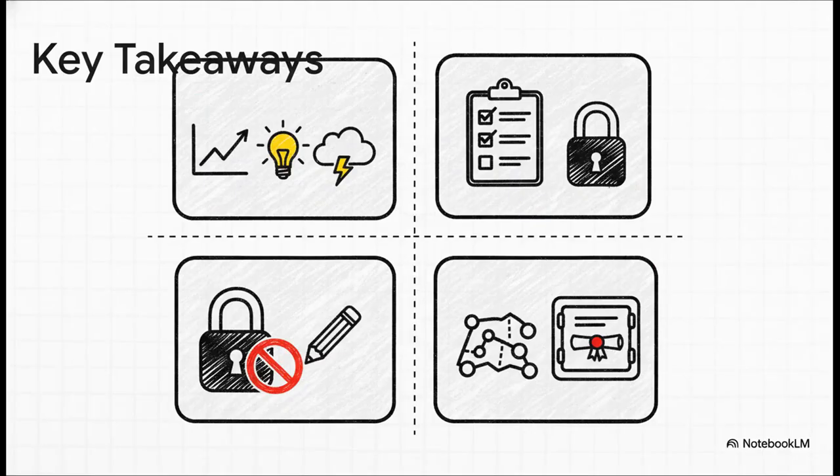Let's make this even simpler. Number 1, Monitor is for performance, Advisor is for recommendations, Service Health is for outages. 2, Policy enforces rules, locks prevent accidents. 3, the read-only lock is the strictest one, it blocks all changes. And 4, Purview maps your data while the Service Trust Portal holds Microsoft's compliance reports.